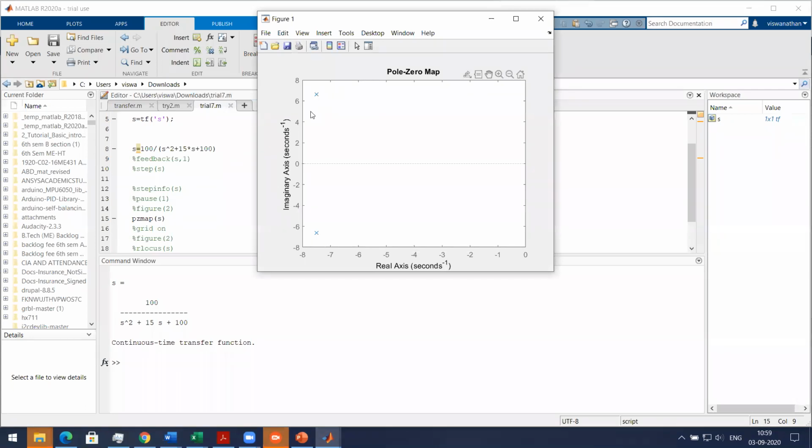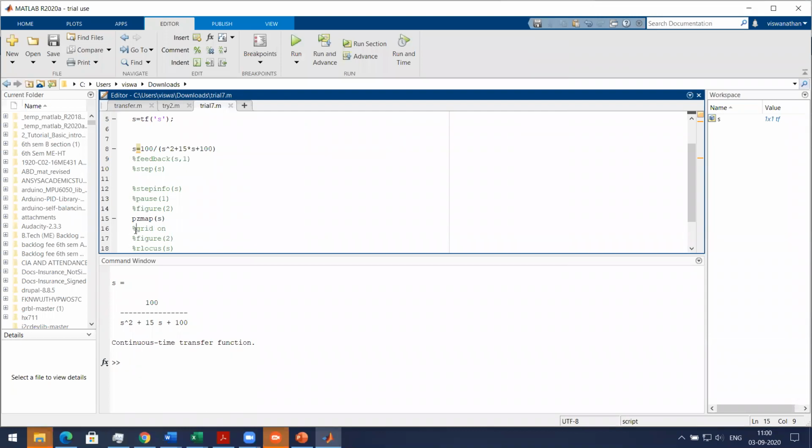Now this does not give me any information on the damping ratio. If I see here, it is showing damping as 0.75, frequency as 10 and overshoot as 2.84. It is giving the information. But if I want to see the damping ratios, I'll say grid on. After this pole zero map command, I'll say grid on, and then run this.